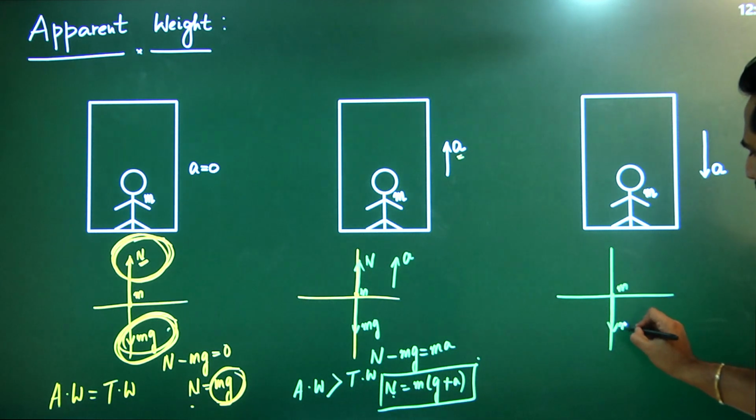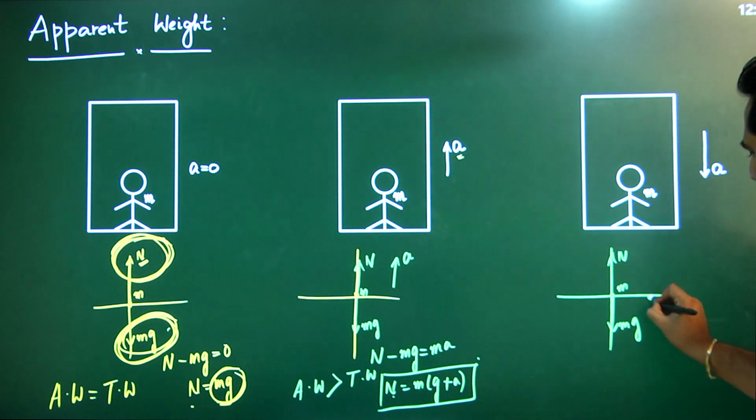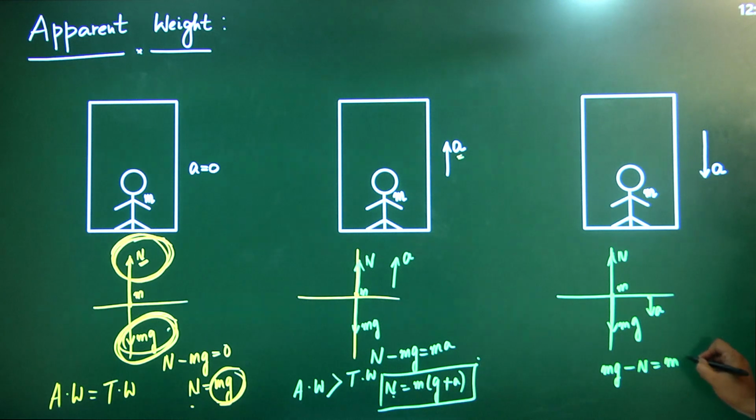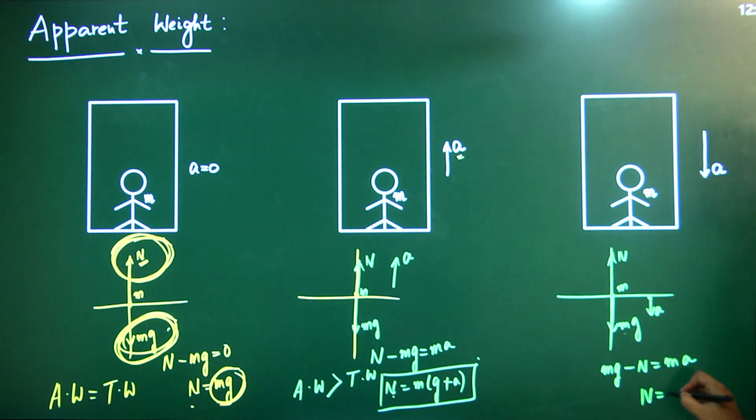So mg down, normal force applied by the weighing machine up, and the acceleration of the man as seen from the ground is a down. So net force is mg minus N, that is equal to m into a. Net force is mg minus N. So N is equal to m into (g minus a).